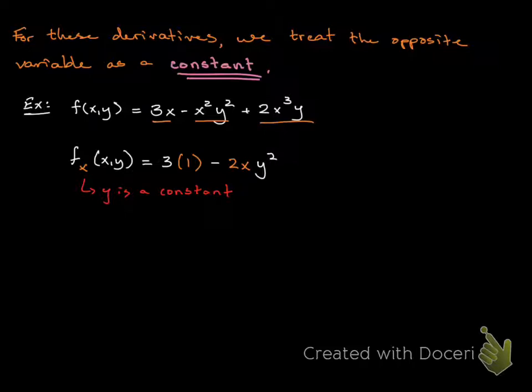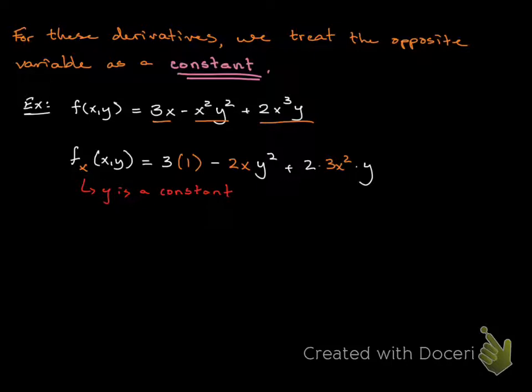Okay, the third term, when I add that, I see an x cubed. The 2y is a constant out front. Derivative of x cubed is going to be 3x squared. The 2y out front stays. Derivative of x cubed is 3x squared times the constant y.